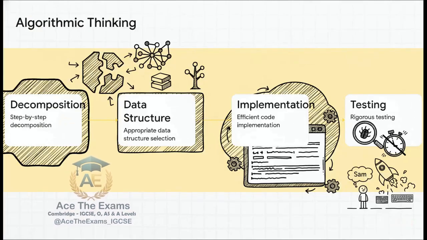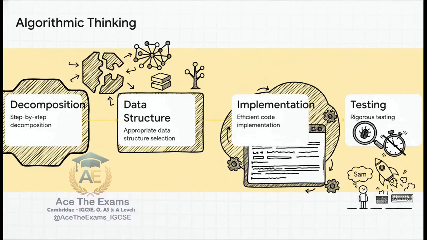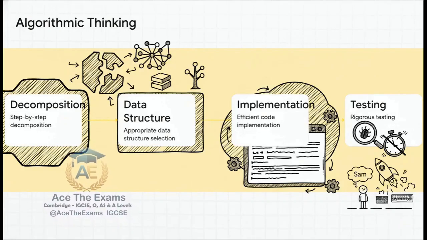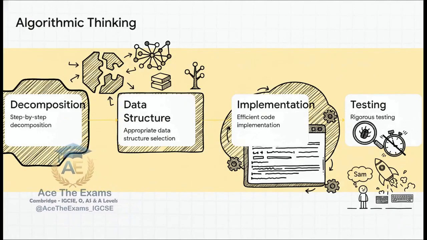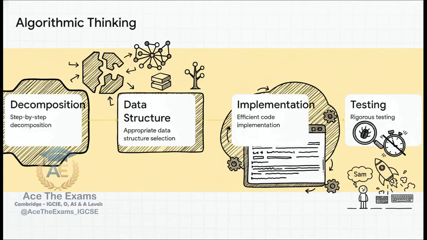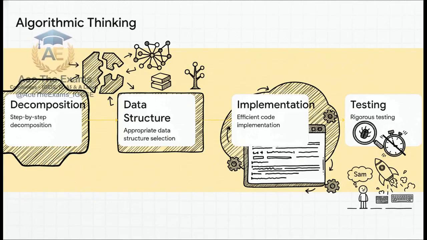Algorithmic thinking in this topic requires following an exact 4-step procedural sequence to build a functional solution. First up, step-by-step decomposition, basically breaking the hostile problem into manageable chunks. Second, data structure selection. Third, efficient code implementation. And fourth, rigorous testing. Now, when you're under the pressure of the exam clock, you absolutely cannot skip straight to code implementation. That's exactly what Sam did, and honestly, it caused a total mission failure.